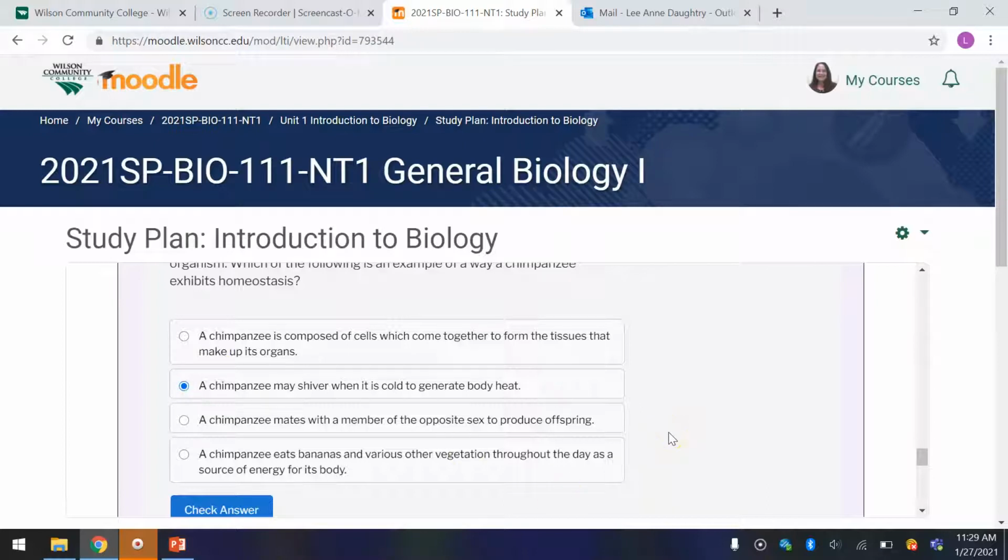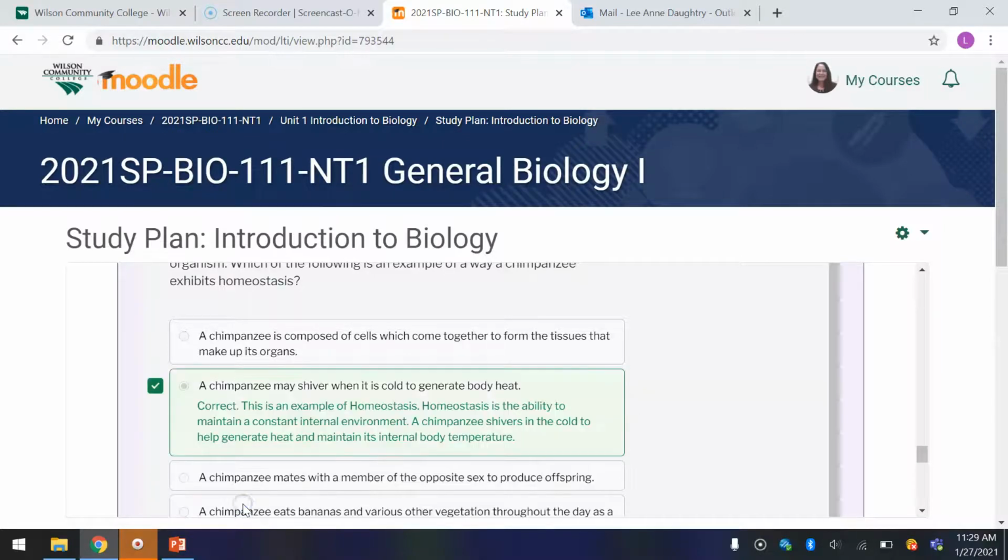A chimpanzee mates with a member of the opposite sex to produce offspring. That sounds more like reproduction. A chimpanzee eats bananas and various other vegetation throughout the day as a source of energy for its body. That sounds more like metabolism, or at least related to metabolism.